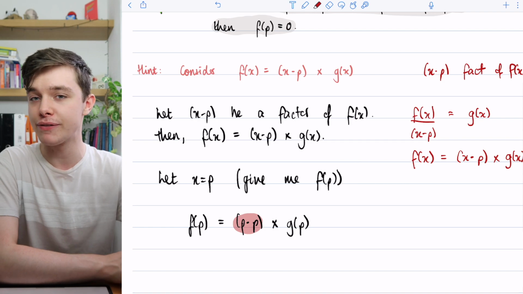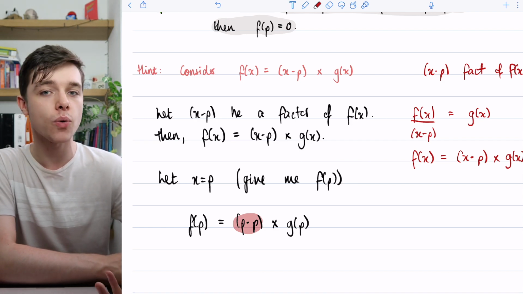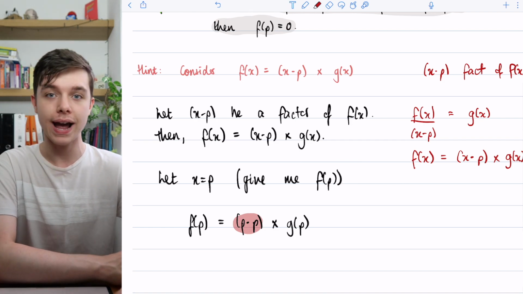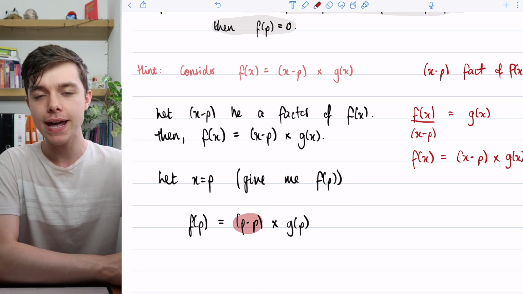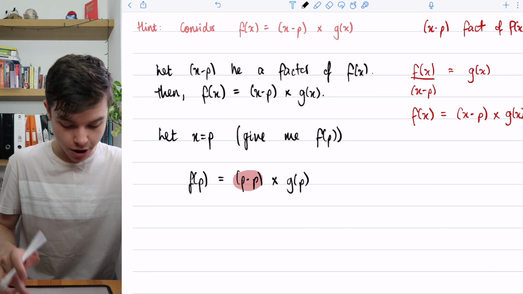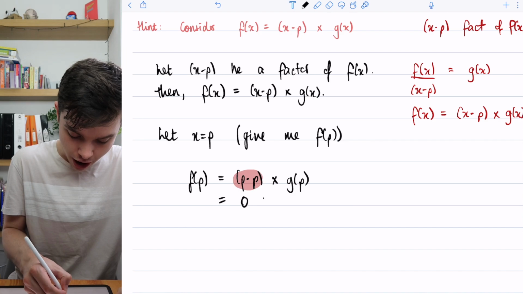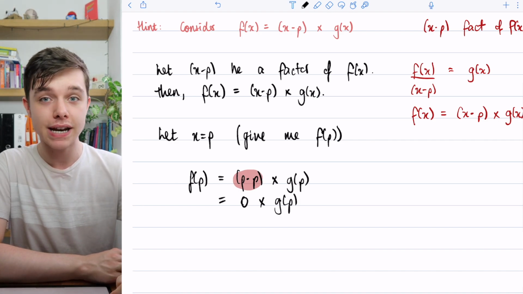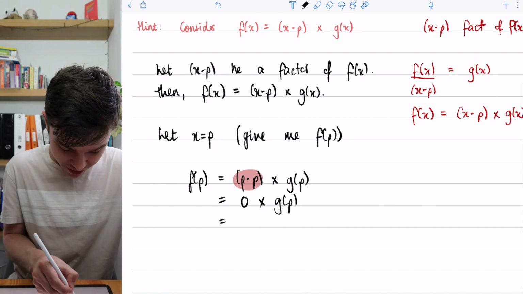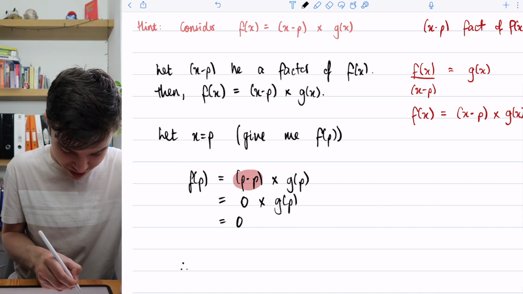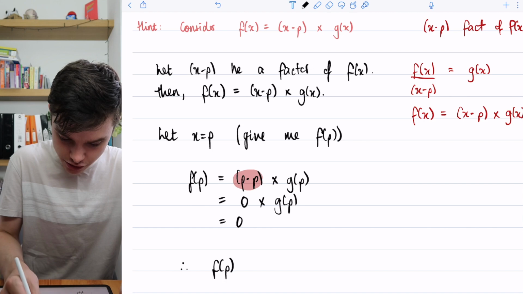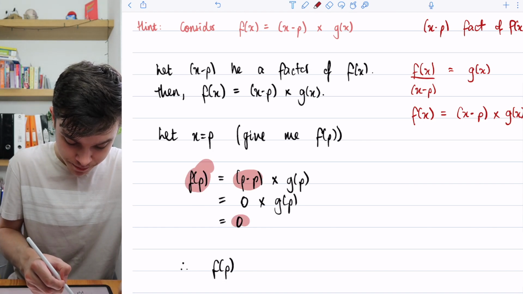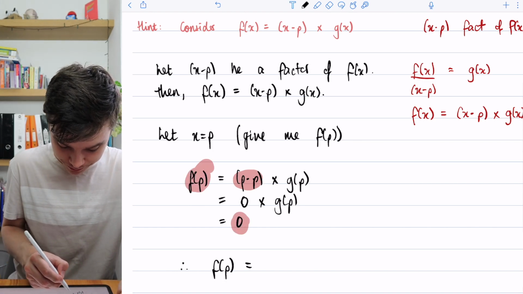That's quite important, it changes what I have on the right hand side. p minus p is 0. So that is equal to 0 times g of p. 0 times anything is 0, and so that is equal to 0. Therefore, taking the f of p from there, f of p is equal to 0.